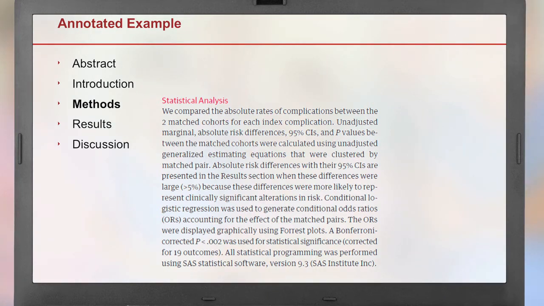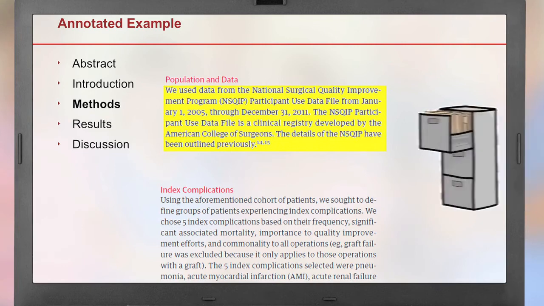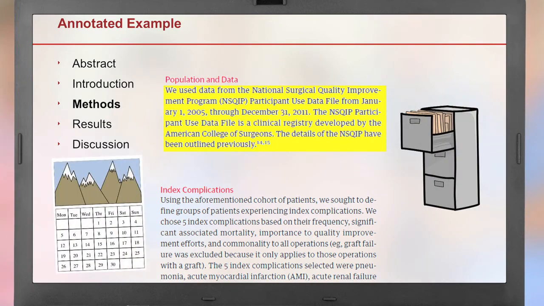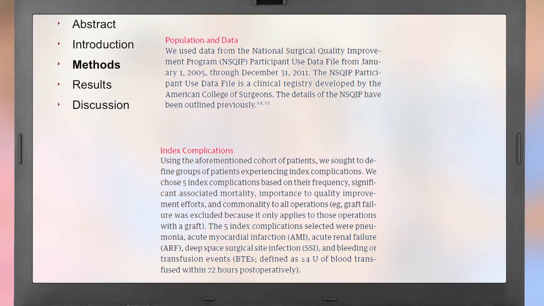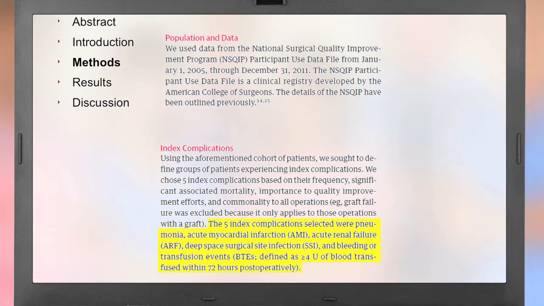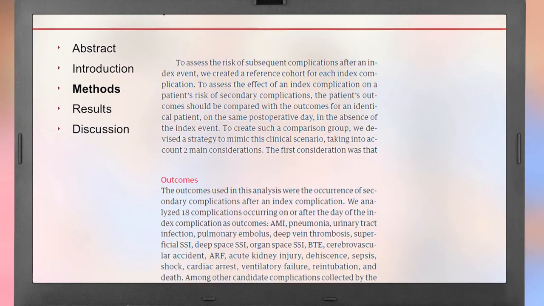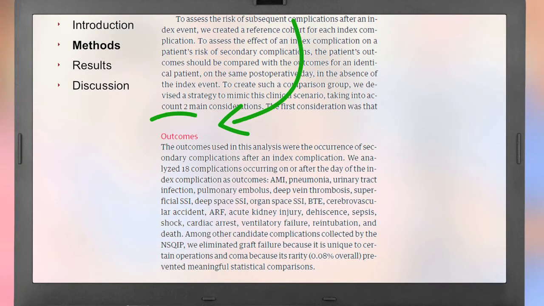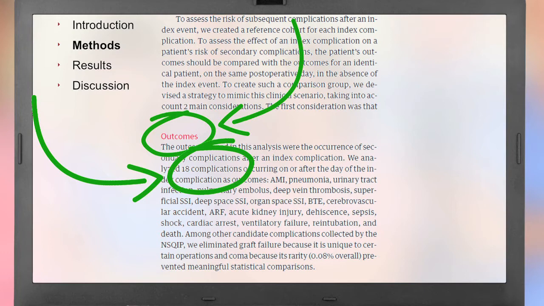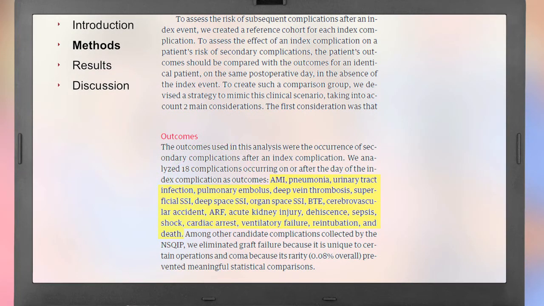In population and data, the researchers describe the source of their data and the time period of data collection. Next, they list the index complications they chose to evaluate. The authors go on to describe their inclusion of a reference cohort group to better assess the influence of index complications. Then come the study's outcome measures. In this case, there were 18 secondary complications, including pneumonia, urinary tract infection, and acute kidney injury. The researchers also mention an outcome that could not be studied due to its infrequent occurrence.